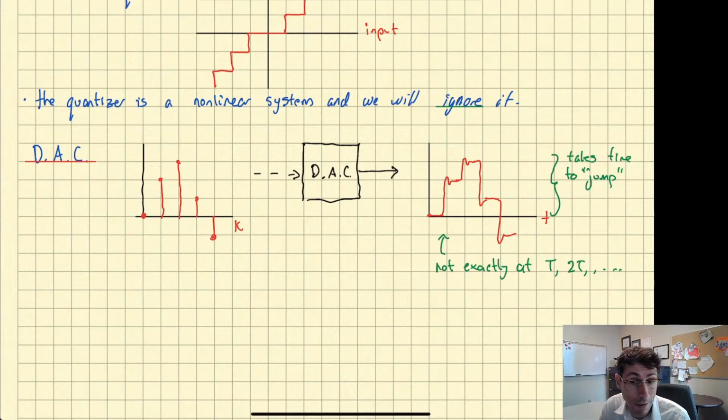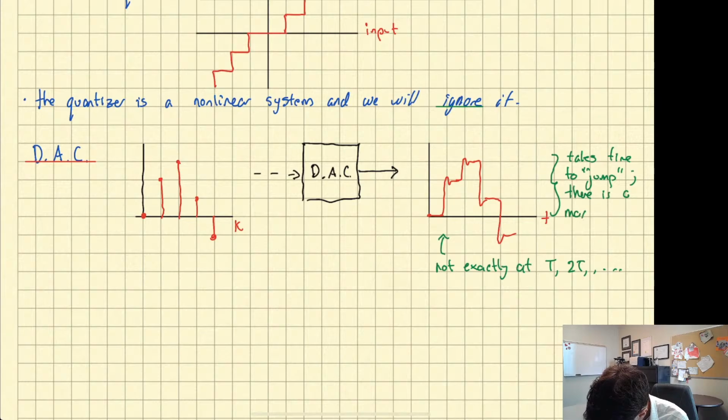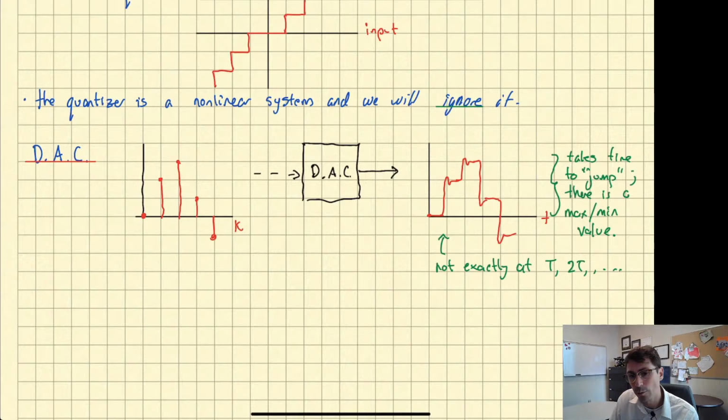And furthermore, there's a maximum value that a DAC can put out, right? You can't put arbitrarily large continuous time signals out, so there's a max and min. There are all these kinds of effects that you'd have to take into account if you really wanted to model the DAC correctly. For the purpose of control, we're using feedback, so there is some robustness inherently in our designs, so we're going to use a simplified model of the DAC.